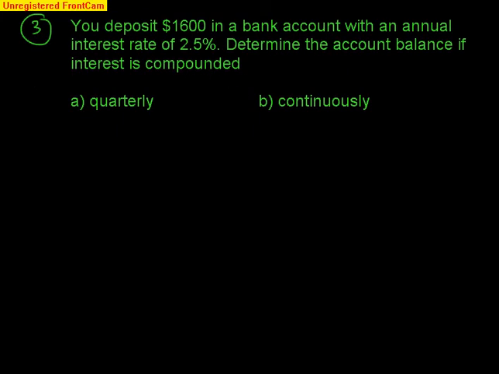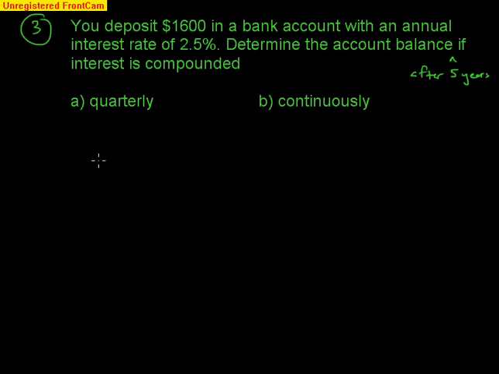And I forgot to tell you how many years, so we'll write this down. Determine the account balance after, we'll go 5 years. After 5 years. Okay, so I forgot to do that. Make sure you put that in there. Determine the account balance after 5 years if interest is compounded quarterly or continuously.